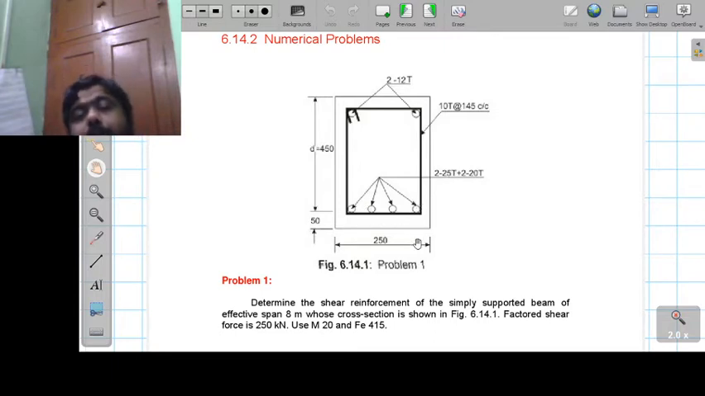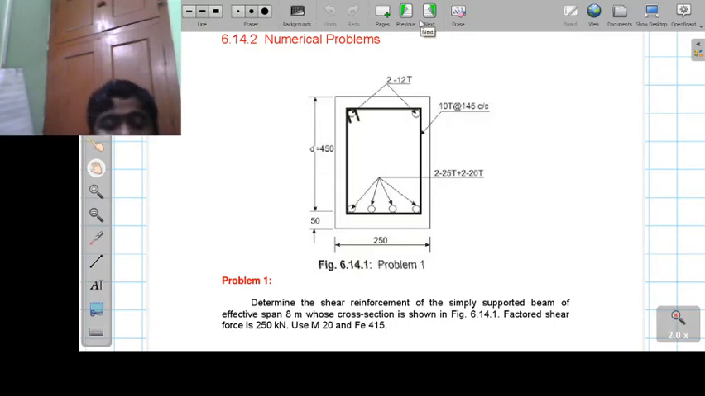We have 4 main reinforcement bars. The corner bars are 25 mm and the center bars are 20 mm dia. Some nominal reinforcement, 2 numbers of 12 dia bars, is given on the top side just to hold the shear reinforcement. Determine the shear reinforcement of the simply supported beam with an effective span of 8 meters, whose cross section is as shown. The factored shear force Vu is given as 250 kilonewton. Use M20 grade concrete and Fe 415 steel.